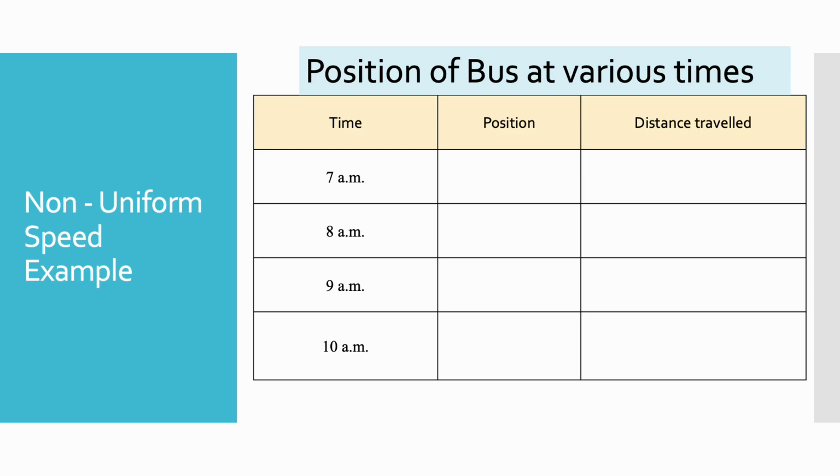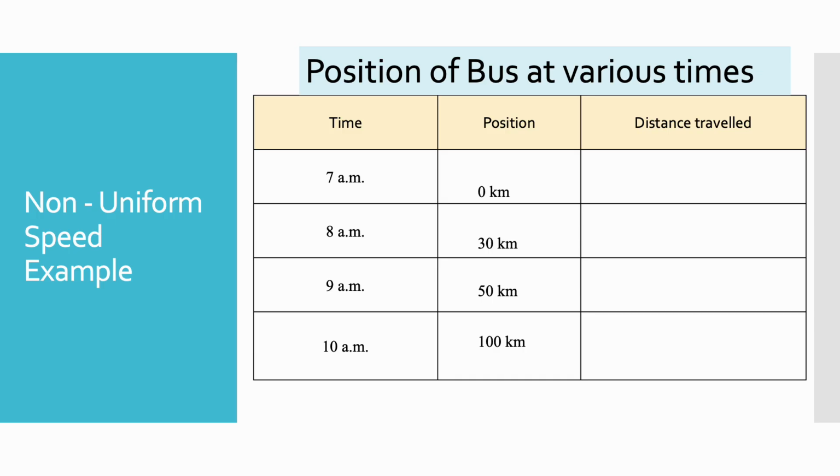Now, let's look at an example of non-uniform speed. At 7 a.m., the bus is at 0 kilometers. At 8 a.m., the bus covers 30 kilometers. At 9 a.m. it is at 50 kilometers. And at 10 a.m. the bus has covered a total distance of 100 kilometers.